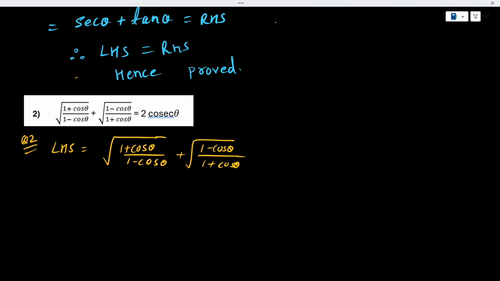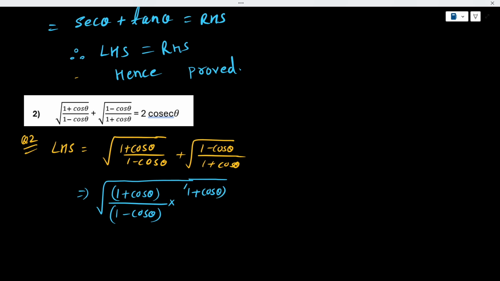Now the square root cannot be removed unless it is a perfect square. So to make it a perfect square, what do I need to multiply here? If you'll see, 1 plus cos theta by 1 minus cos theta. Now the denominator is a minus b, so I'll multiply by a plus b to get the perfect square, right? So this a plus b will be 1 plus cos theta, here it will be 1 plus cos theta.